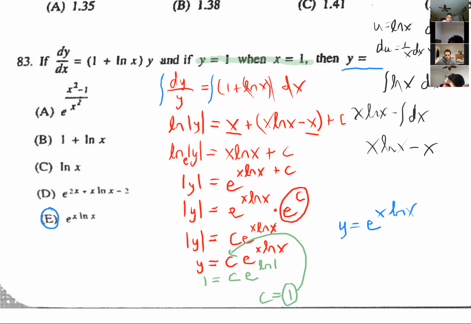And this is one of the concepts that, even though it's a multiple choice question, also often shows up on free response.